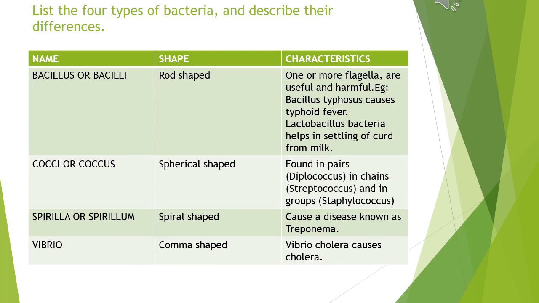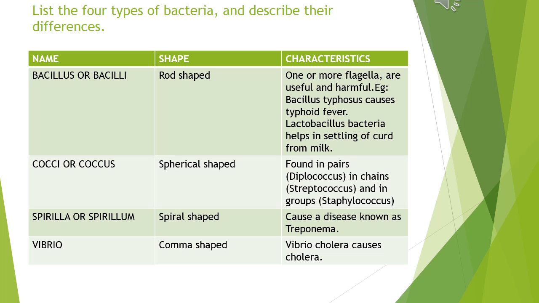List the 4 types of bacteria and describe their differences. First is bacillus or bacilli, shape is rod shaped. Characteristics: one or more flagella, useful and harmful. Example: Bacillus typhosus causes typhoid fever. Lactobacillus bacteria helps in settling of curd from milk.